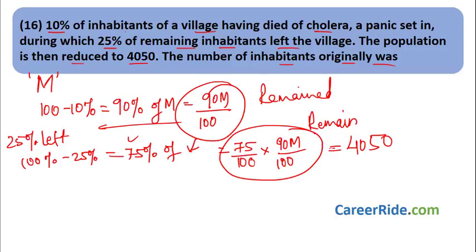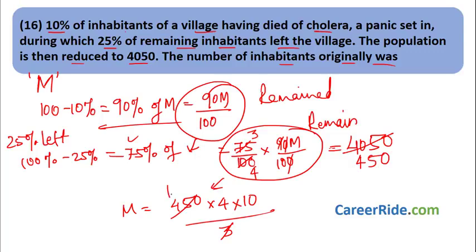So these two are equal. Let's calculate and see what value we get. This gets cancelled. 9 ones are 9, 9 fours are 36, 45, 9 fives are 450 over here. So what do we have? 25 into 3, 25 into 4. So let's solve. M equals 450 multiplied by 4 multiplied by 10 divided by 3. 3 ones are 5s are 150. 150 into 4 is 600, 6000. So the total population originally was 6000 inhabitants.